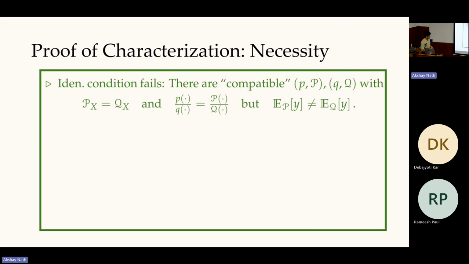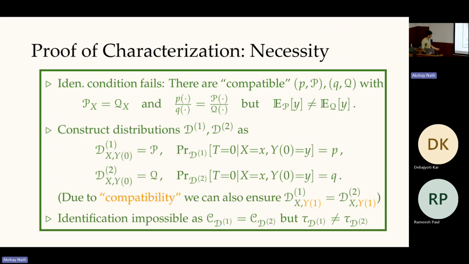And we'll use these tuples to create two densities such that eventually these censored distributions of D1 and D2 are the same, but their average treatment effects are different. I'll partially define D1 and D2 here, not fully. I take X and Y0's distribution as P in one case, Q in the other case. I take the propensity score as P in one case, Q in the other case. I've only specified part of the marginal so far.